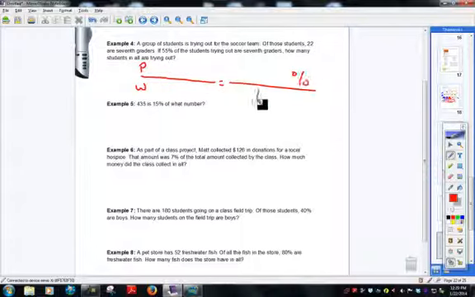Okay, cross multiply, divide by 100. Same thing here. Use your proportions. Part over whole equals percent over 100.